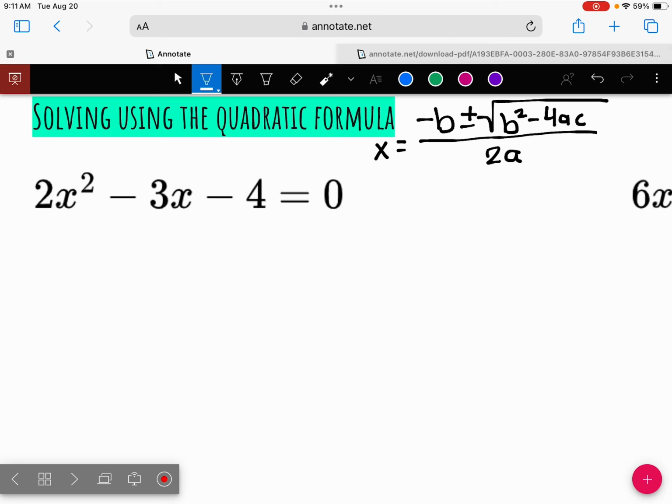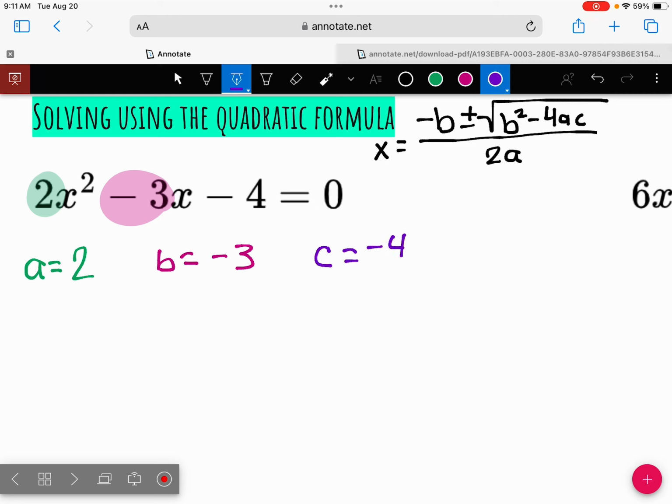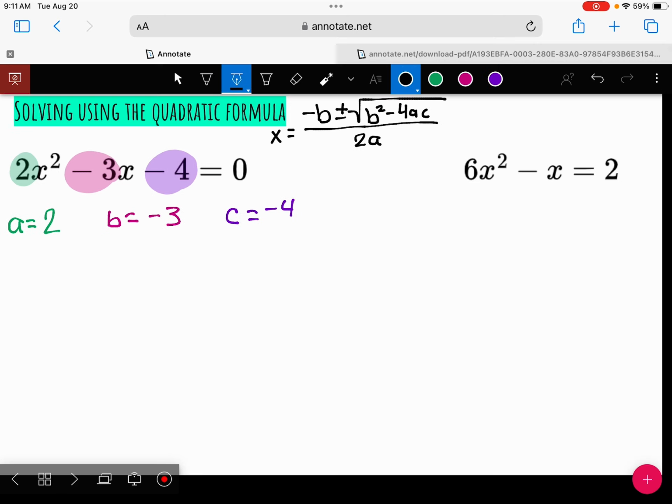So we're going to take these pieces and substitute them in. I'm going to change this to black. What is my a value here? 2. It's what's in front of the x squared. What is my b value? Negative 3. What is the c? Negative 4. Those are coming from my standard form. So I'll put it up here next to the quadratic formula.